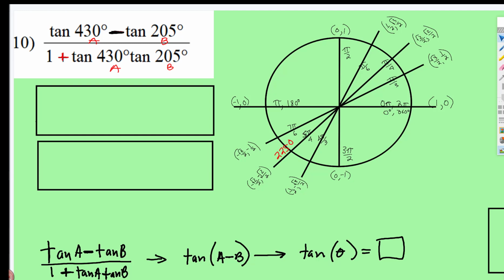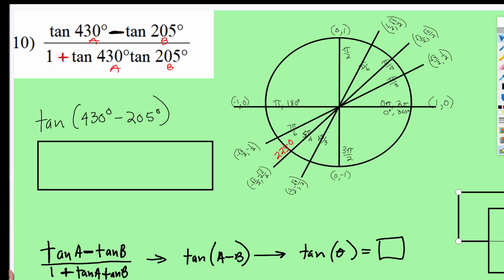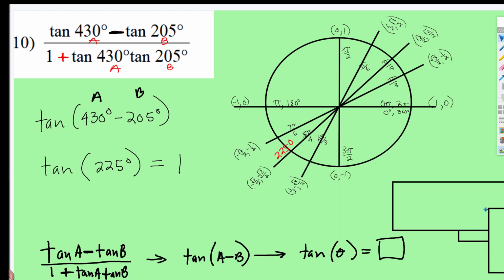All right, so our A is 430 degrees, our B is 205. When you subtract those, you get 225 degrees. And at 225 degrees, look at what we have. We have this opposite number over, tangent is opposite over adjacent. Well, those two are identical. Any number divided by itself is 1. All right, that's it on the sum difference identities progressing backwards.